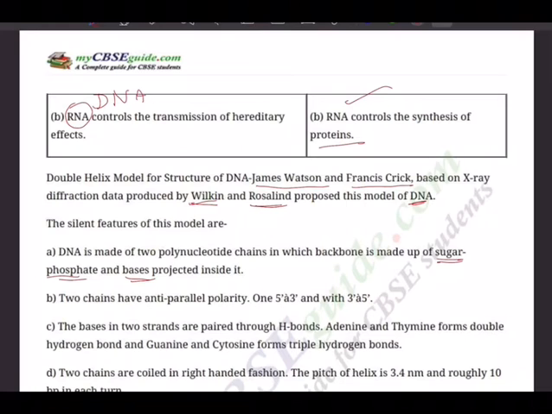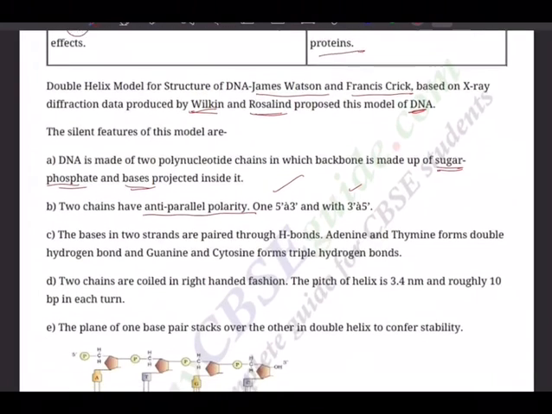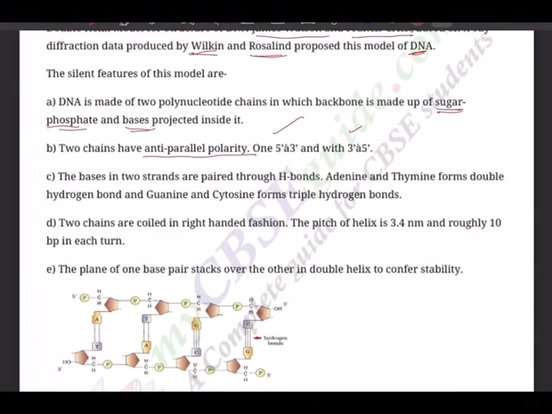The two chains have anti-parallel polarity. Just now I said one is 5' to 3', another is 3' to 5'. So we say it is just like railway lines, but they are anti-parallel. Though railway lines are parallel, this we say anti-parallel because of the direction. One is 5' to 3', and the other one is 3' to 5'.